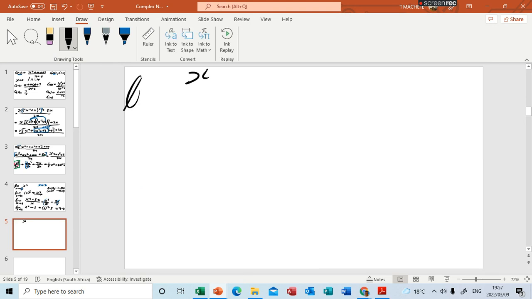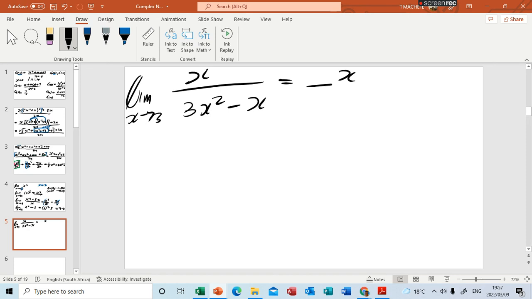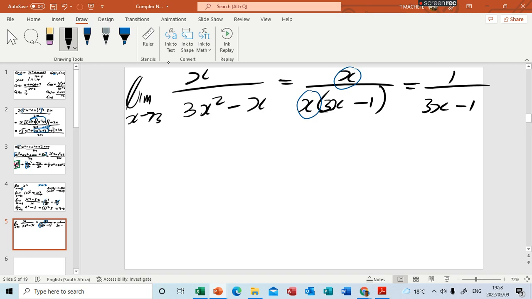So that one had limit x approaches 3. I'll just say 3x squared minus x. It's fine. This is what you do with this one, guys. You can't split this. So the first thing that you do, you factor out, you simplify. So you're only going to simplify the bottom one. You see there is 3x minus 1. When you factor out x, then that x and that x will cancel. You're going to be left with 1 over 3x minus 1.